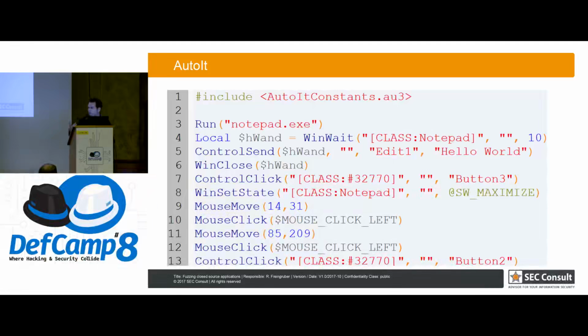So for everyone who doesn't know AutoIt, it's a really cool scripting language where you can automate Windows graphical user interfaces. For example, I can just say start Notepad, I can say write into Notepad "hello world", or you can make button clicks and so on, and change the size of the window and so on.